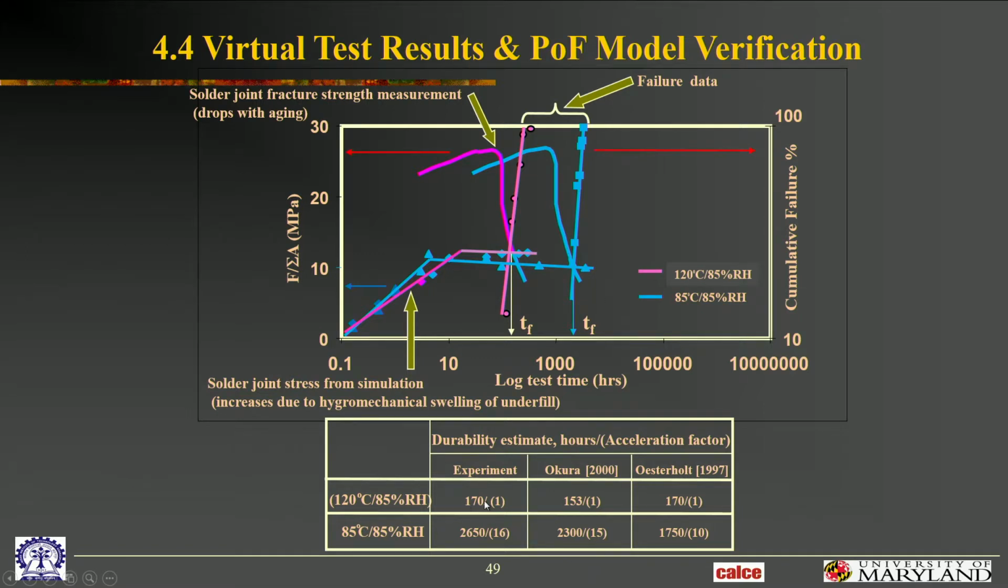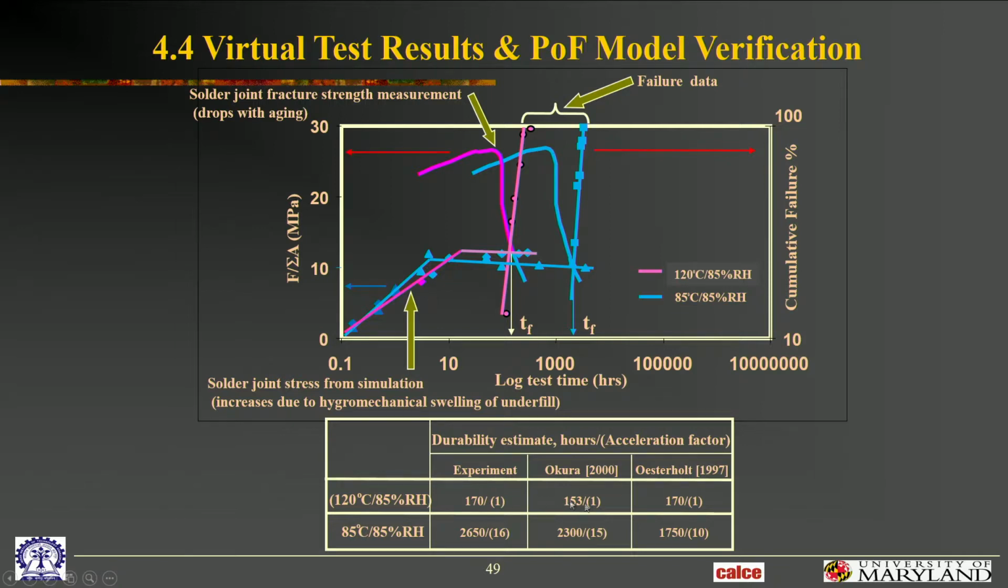And so the Weibull mean for those Weibull curves from the experiment was 170 hours at 120 degrees C and 2600 hours at 85 degrees C. And our corresponding predictions were 2300 hours for this one and 153 hours for this one.